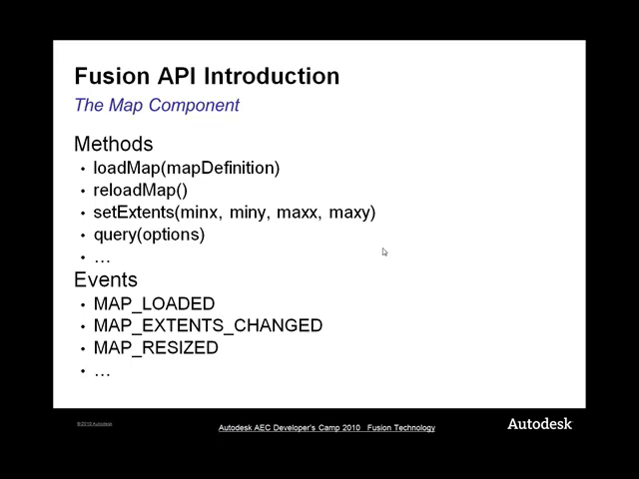Here are some important methods and events of the map component. Load map calls the map component to load the specified map definition. Reload map calls the map component to reload the current map definition. And set extents is used to set the map extents to a particular bounding box. And query is used to query the map in some way and create or modify a selection.